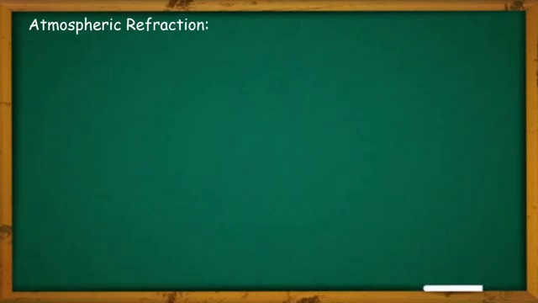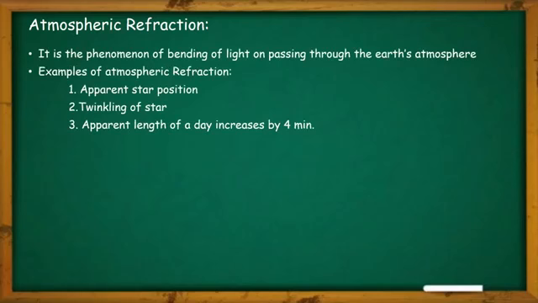Now let us know about atmospheric refraction. You already know about refraction. When this refraction happens in the atmosphere, we call it atmospheric refraction. So atmospheric refraction is the phenomenon of bending of light on passing through the Earth's atmosphere. Because the Earth's atmosphere is not uniform everywhere, whenever the light passes through it, it bends and changes its path, which is also known as atmospheric refraction.